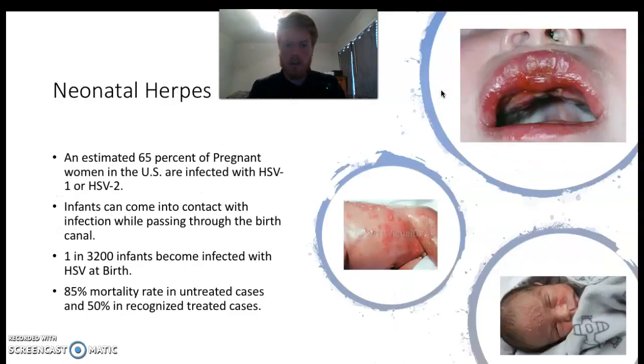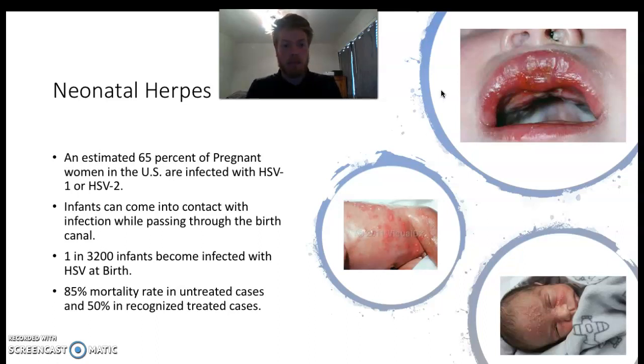So herpes is actually not very dangerous. There's not many complications that come from it. A lot of people are infected. It doesn't have a very high mortality rate. However, there is a particular thing that comes with herpes that is quite scary, and this is neonatal herpes. This is when infants become infected with HSV1 or HSV2, and it's very dangerous for them, as I'll talk about here.